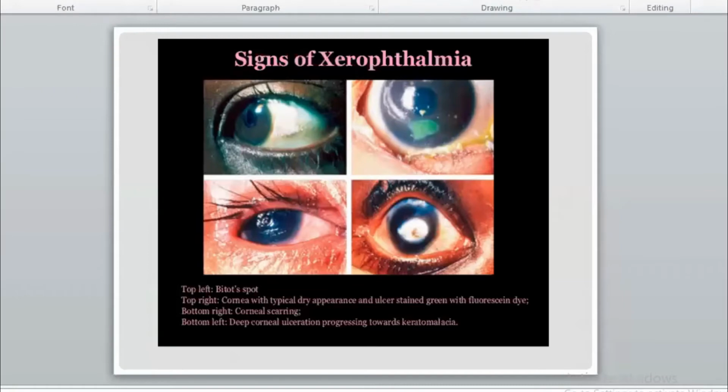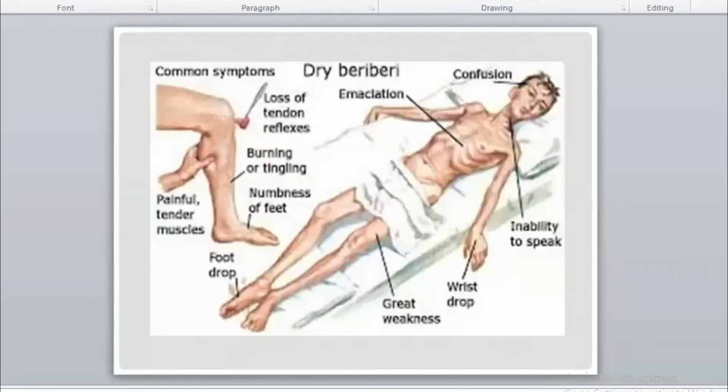All right. Now, this next picture is showing you what beriberi looks like. And as you can see, the person looks very malnourished. It's like you're seeing the skeleton system of the person.